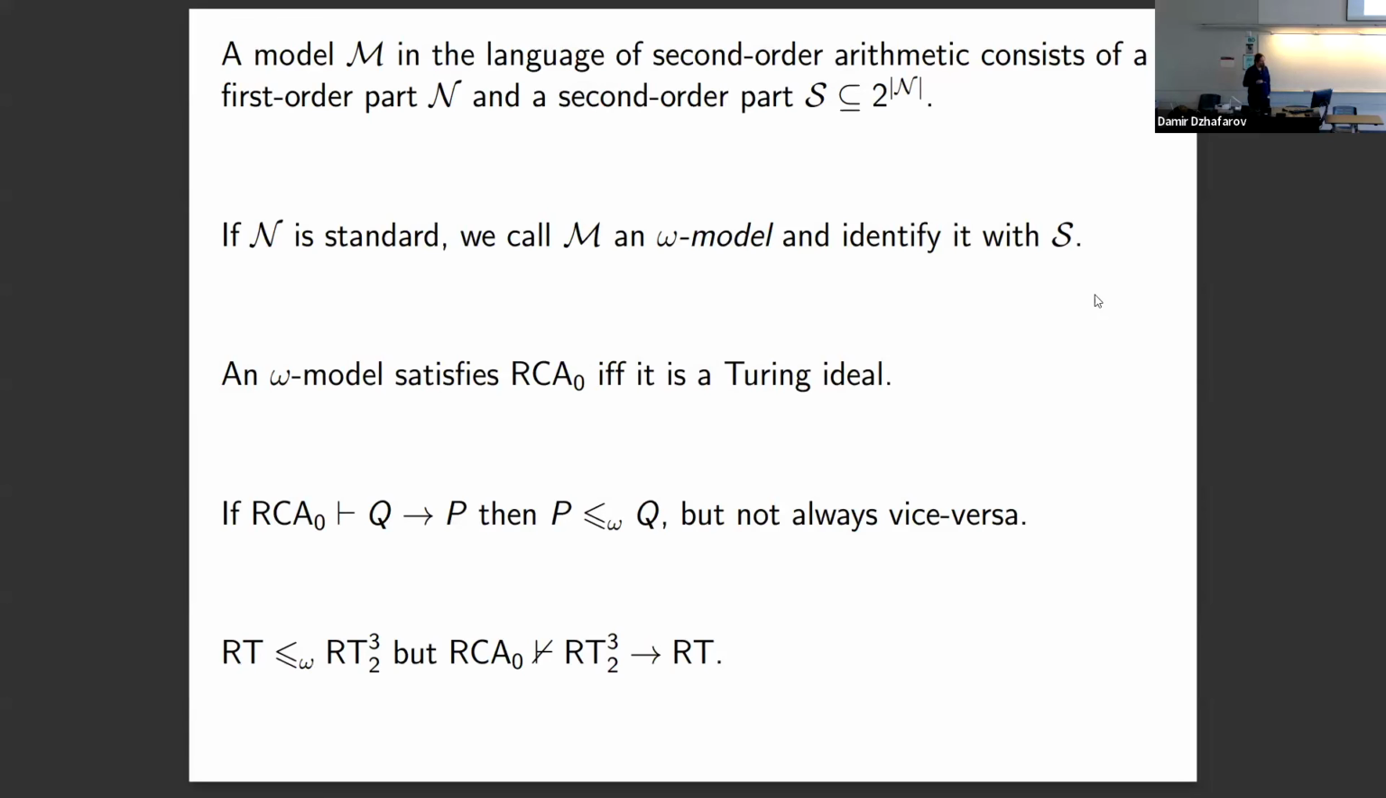So if RCA_0 proves that Q implies P, then obviously P is omega reducible to Q, because in every omega model of Q, P holds, but not always vice versa, obviously, because there are those non-standard models. For example, the full Ramsey's theorem, for all n and k, as we've seen, is omega reducible to RT^3_2, but RCA_0 does not prove it, and that's tied to the fact that in this omega reduction, the number of steps taken for player 2 to win the game is not bounded, right? It can change with different instances, and that's what leads to the non-provability in RCA_0.